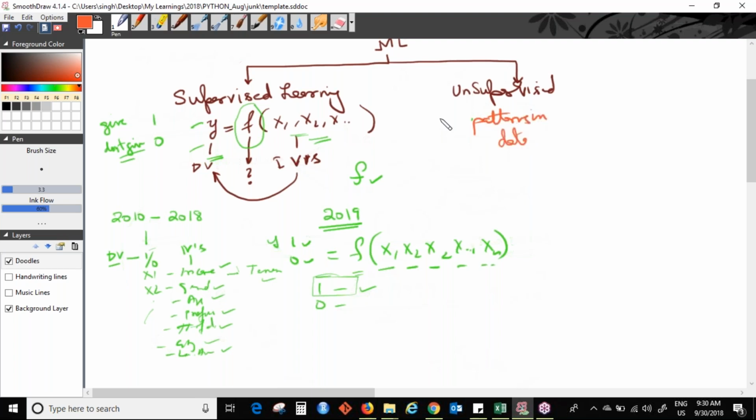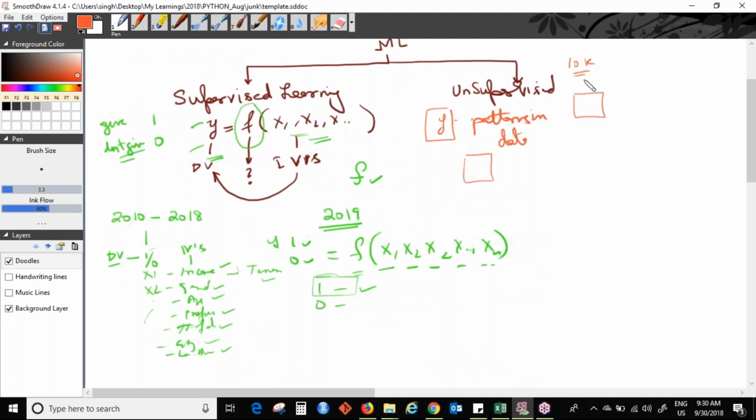Here we do not have a dependent variable. There is no y here. So y equals f(x), that kind of relationship is not there. Here we just see the data and try to find patterns within it. Which data points are similar? For example, on the same bank data set, we can try to find which customers are similar. Let's say we have 10,000 customers. Which of them are similar?